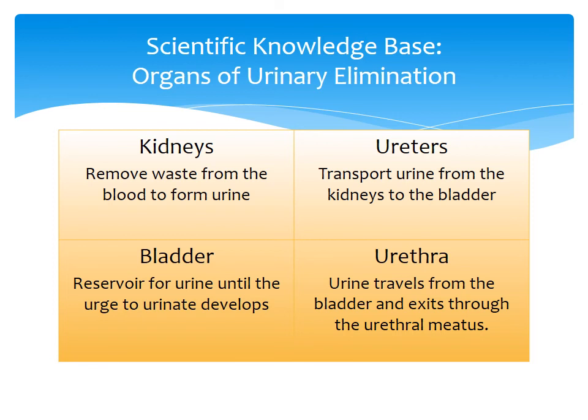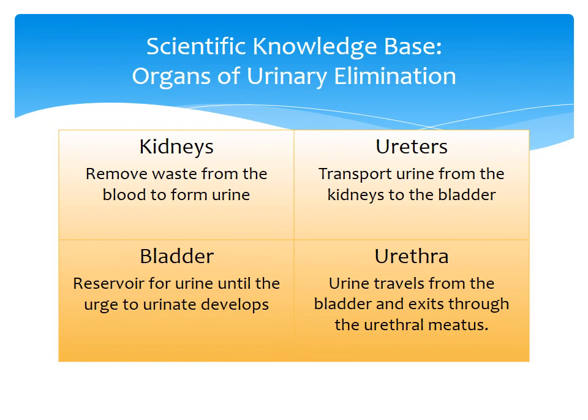We know that our kidneys will remove waste from blood to form urine. We have our ureters, which transport the urine from the kidneys to the bladder. And of course, we have the bladder, which is the reservoir for the urine until we have an urge to urinate. And then we have the urethra, which is where urine travels from the bladder and exits through the external meatus. And we know that elimination all depends on the functions of the kidneys, ureters, bladder, and urethra.